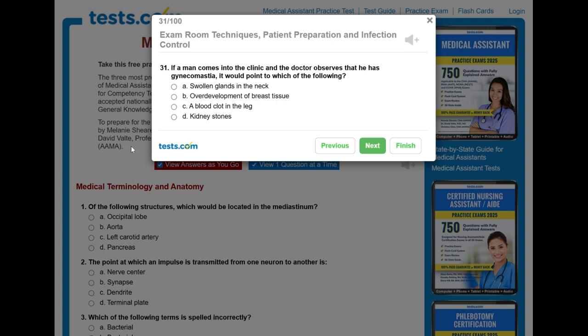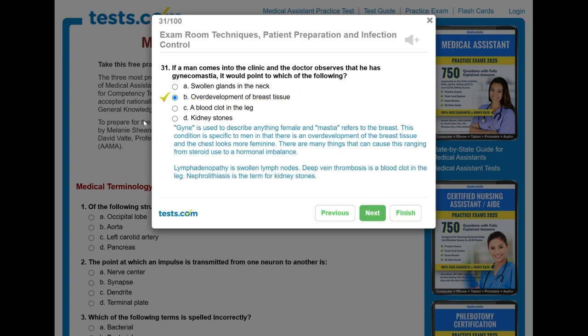Question 31. If a man comes into the clinic and the doctor observes that he has gynecomastia, it would point to which of the following? A. Swollen glands in the neck. B. Overdevelopment of breast tissue. C. A blood clot in the leg. D. Kidney stones.